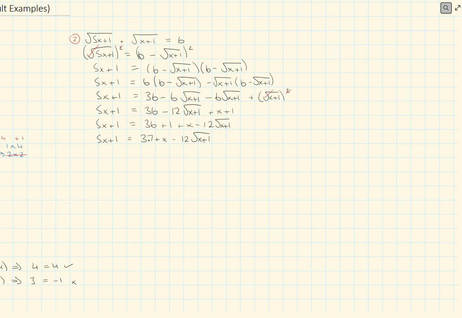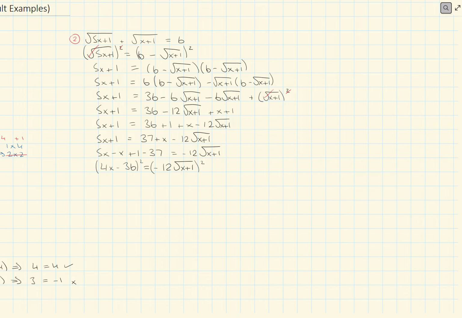Do some rearranging. These two terms will move to the left. 5x minus x plus 1 minus 37 equals minus 12 root x plus 1. 4x minus 36 equals minus 12 root x plus 1. We have a root here we want to get rid of. So again, we'll square both sides.